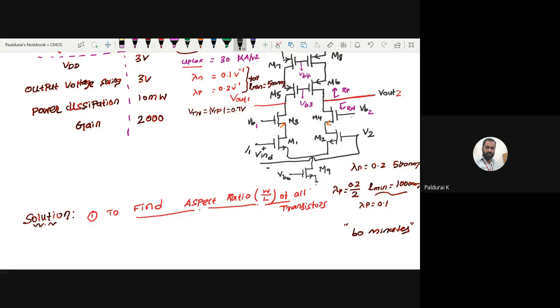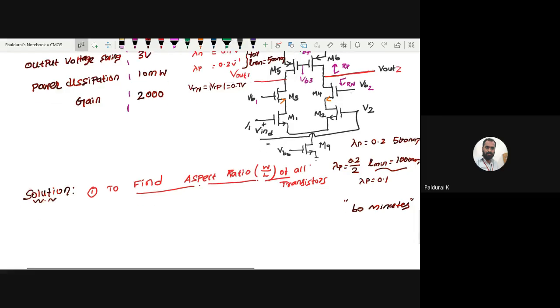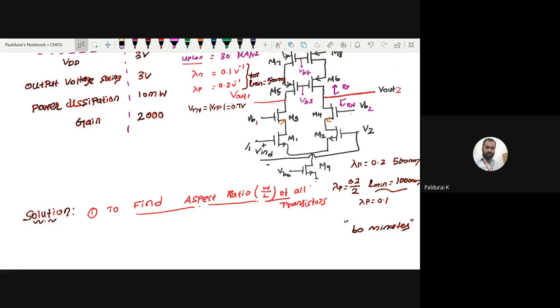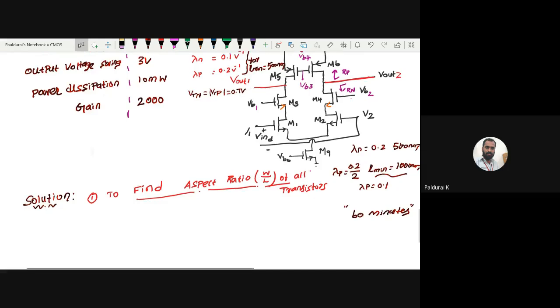So in total 9 MOSFETs and 5 biasing voltages, VB0 to VB4. Now I want to find all the width to length ratios. We need to find the width to length ratio of the 9 transistors. That is the first step. Any doubt in this step 1?